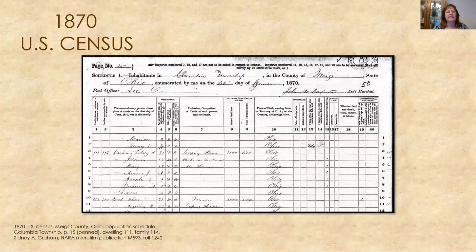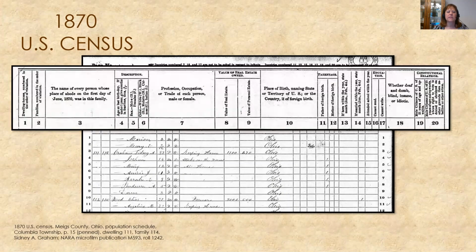The 1870 census, taken post-Civil War, was redesigned to eliminate the separate slave schedules. Both white and persons of color were to be enumerated on the general population schedules. The same questions asked in 1860 were included in 1870 with a few new questions.